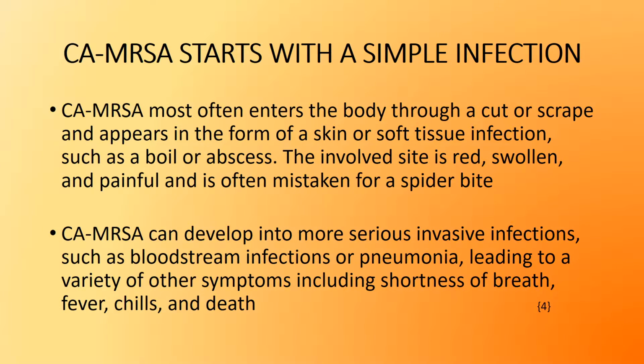CA-MRSA starts with a simple infection. CA-MRSA most often enters the body through a cut or scrape and appears in the form of a skin or soft tissue infection, such as a boil or abscess. The involved site is red, swollen, and painful, and is often mistaken for a spider bite. CA-MRSA can develop into more serious invasive infections, such as bloodstream infections or pneumonia, leading to a variety of other symptoms, including shortness of breath, fever, chills, and death.